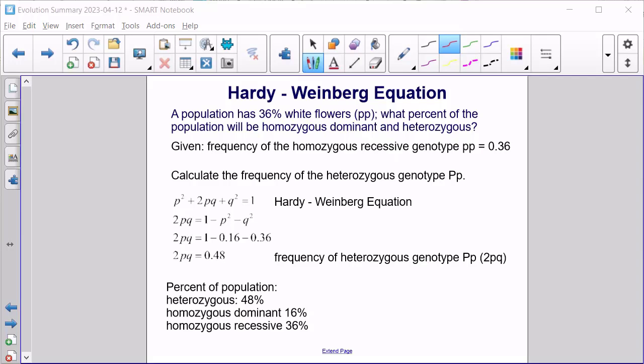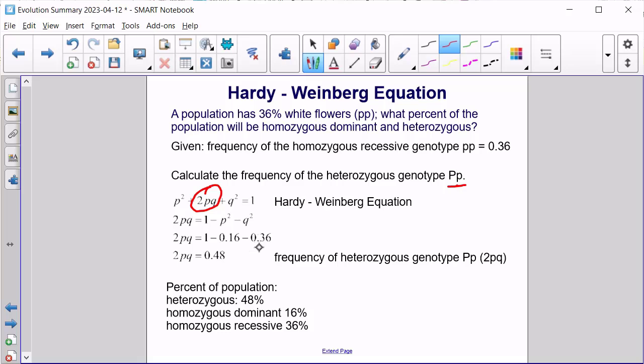All right, so now we're going to calculate the frequency of the heterozygous genotype, where we have capital P, lowercase p. So we have the Hardy-Weinberg equation, p squared plus 2pq plus q squared equals 1. And it's important to note that this right here, 2pq, is the frequency of the heterozygous genotype. So that's what we're trying to solve for. So I just moved the other terms to the other side of the equal sign to find that that frequency is 1 minus p squared minus q squared.